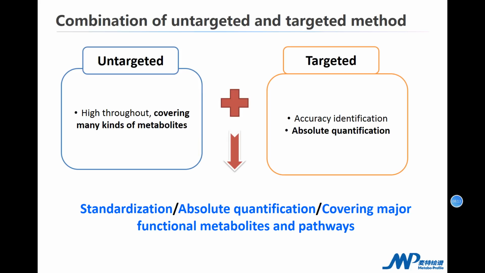Methods suitable for quantitative analysis of hundreds of metabolites in a biological sample are urgently needed for clinical research. This method should have the advantages of both targeted and untargeted metabolomics, like covering many kinds of metabolites as untargeted methods do, and absolute quantification as targeted methods do. This method should cover many types of metabolites with absolute quantification ability.